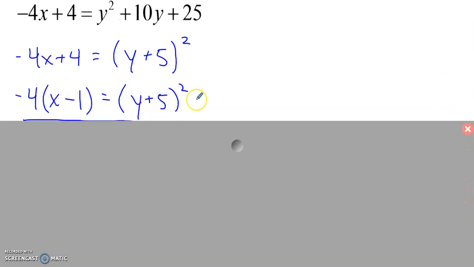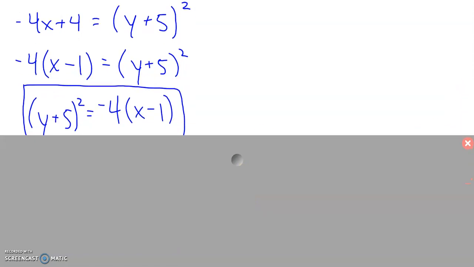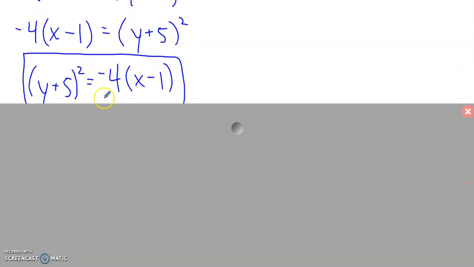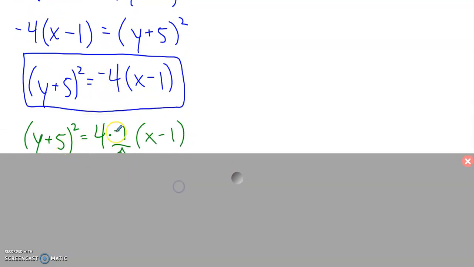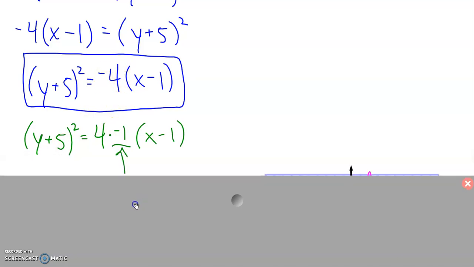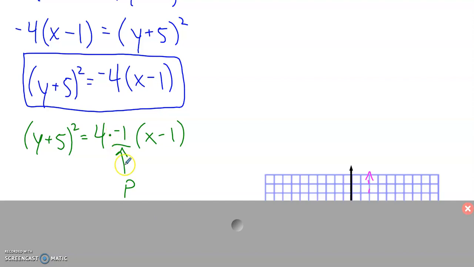However, we might be more used to the squared thing being first, so I could just write the right side first, equals, and then the left side second to make it look like we're used to. Next I'm going to identify the value of p by thinking, okay, 4 times what will give me negative 4, and that number will be a negative 1. So that's the value of p.